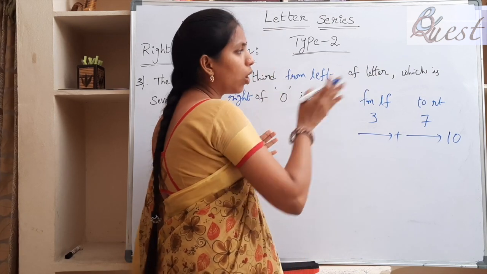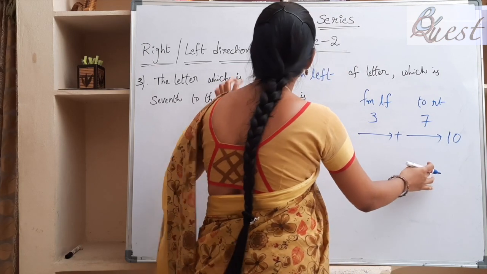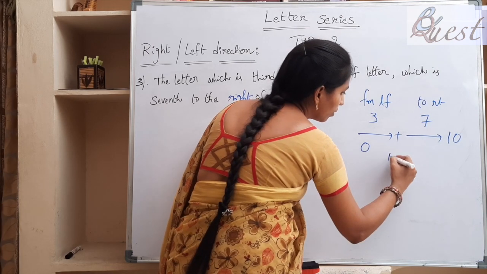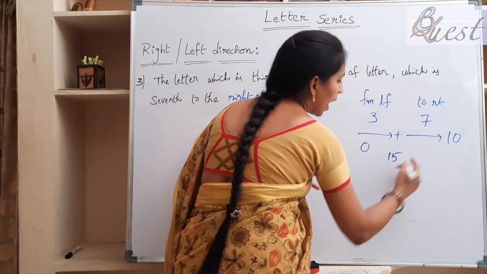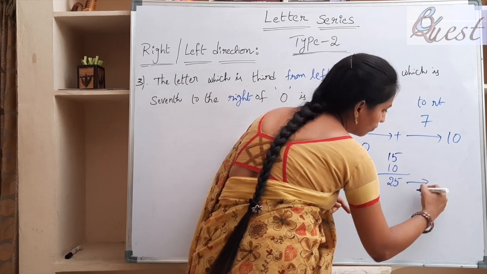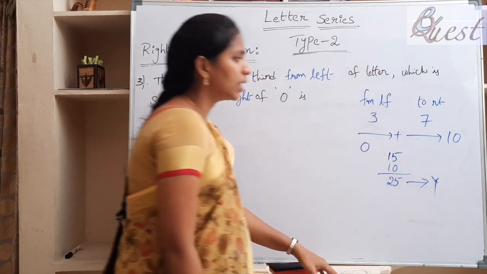So in normal order from A to Z only. So take a positive 10. In the question the given letter is O. O position is 15. Then add this 10 to this 15. Then we get 25. What is the 25th letter in alphabet positions? Y. Answer is Y.